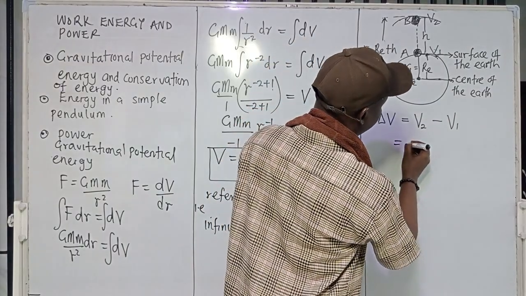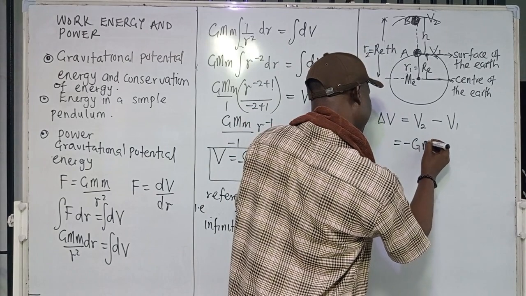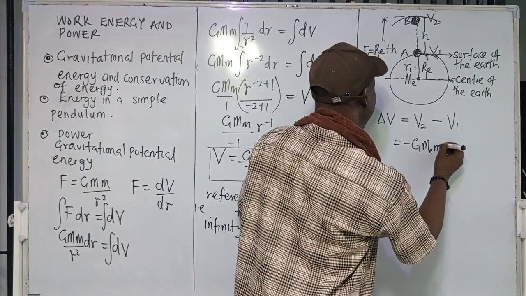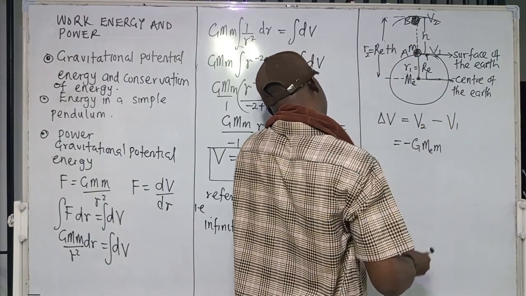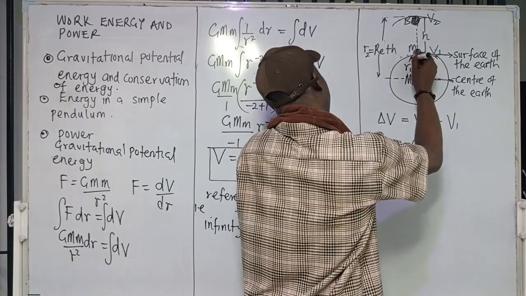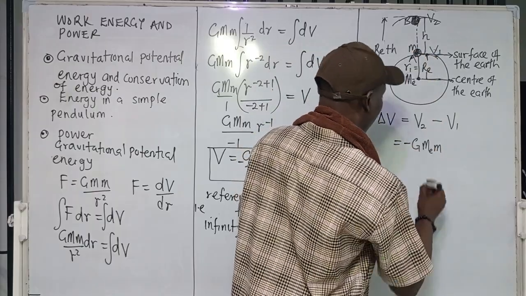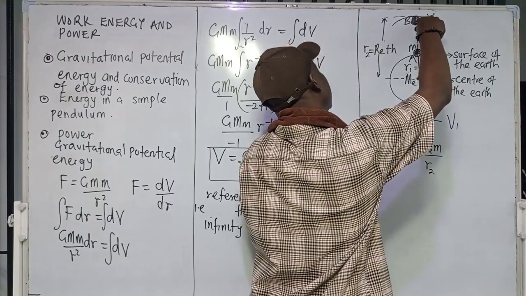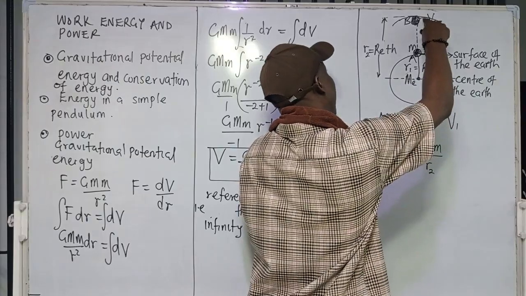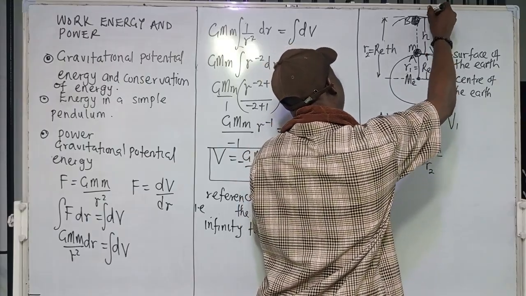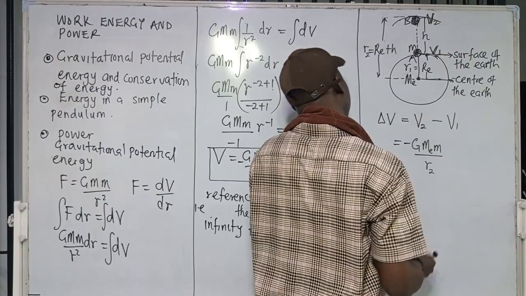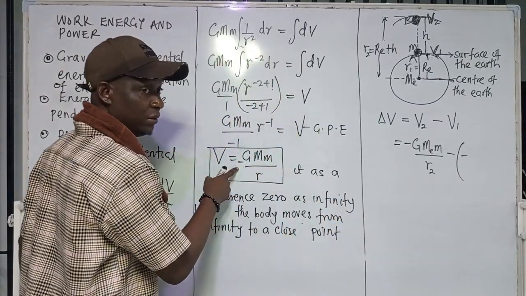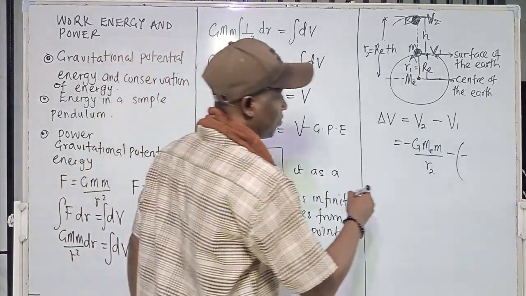Now, what is V2? V2 is minus G, mass of the earth and mass of the satellite. Let's take the mass of the satellite as M, over R2, because R2 is the final position, V2. This is V2. Don't forget that this is V1. Now, I gave you a formula here. Look at the formula here. Minus what?